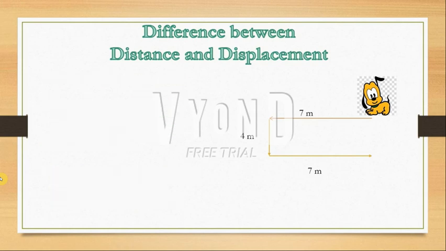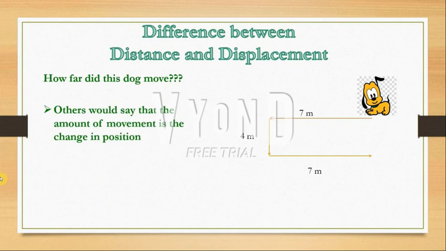Now let's see about displacement. Again, we need to know how far this dog moved. Some people would say that all I need to do is measure the change of position. The dog changed position from this point to this point. This is the start point of the movement of the dog, and this is the point where the dog ended his movement. So in this case, the change in position would be 4 meters from north to south.